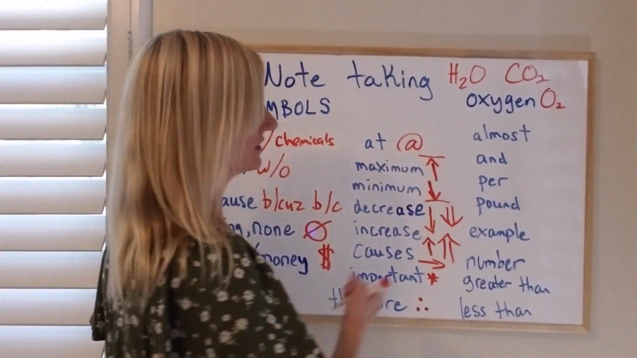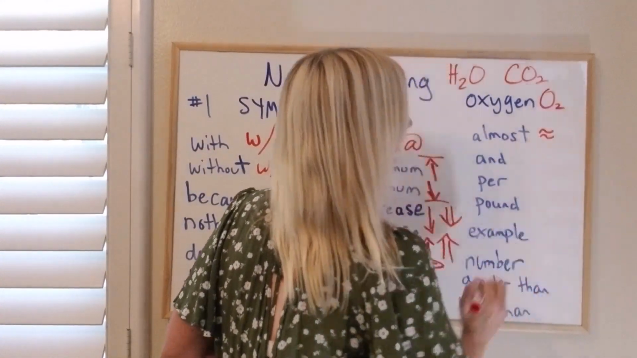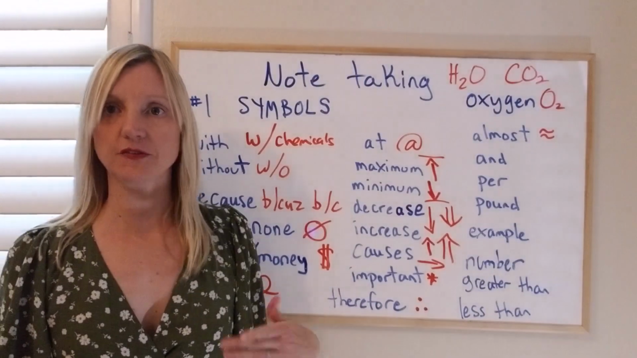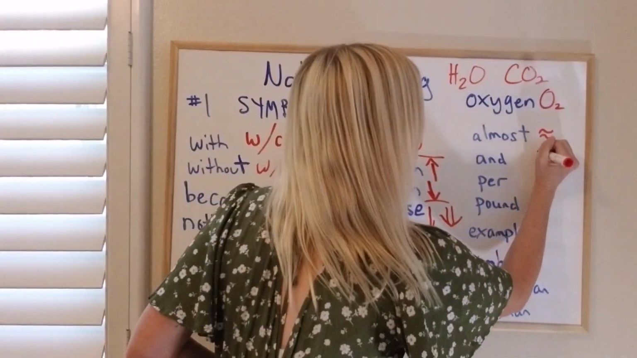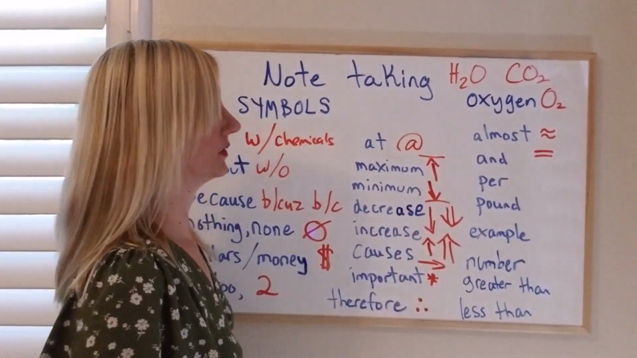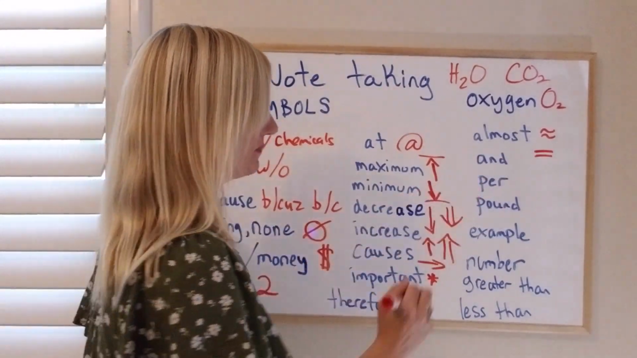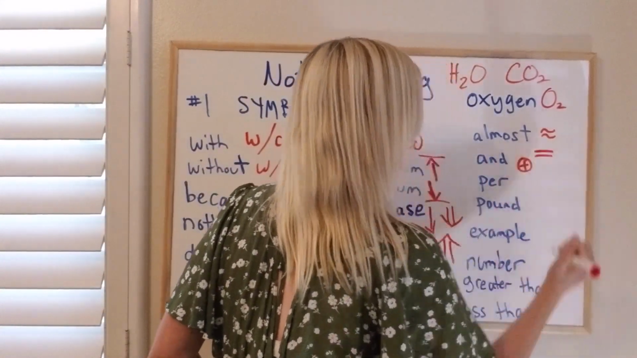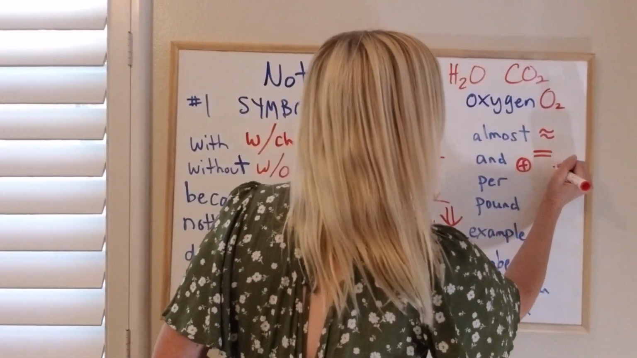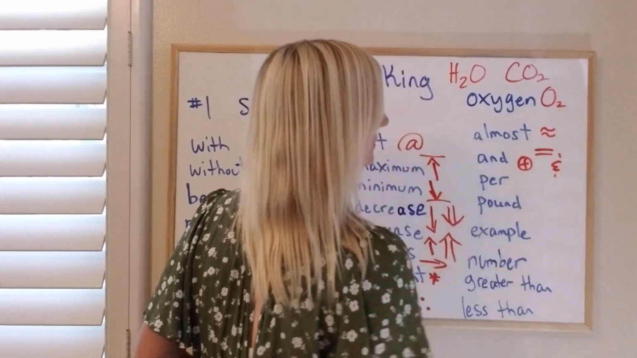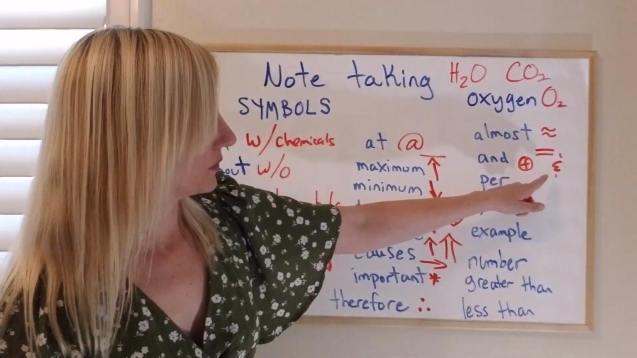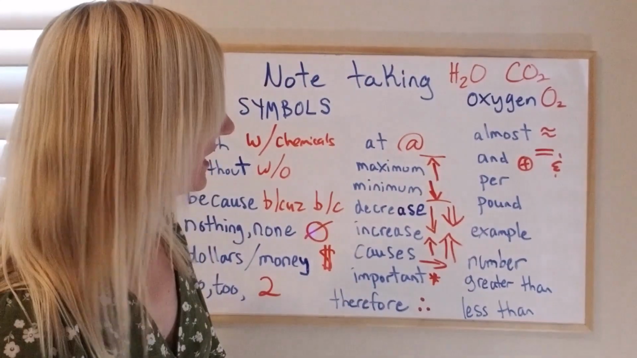For almost, I put 2 wavy lines, okay? Because it's not the same as equals. If you want to say it's the same, you would use 2 straight lines. For almost, I use 2 wavy lines, okay? For and, personally, I do a plus with a circle around it. However, some students do this symbol, which is also fun. Again, it's whatever you're comfortable with. So the backwards 3 with the 2 little lines.